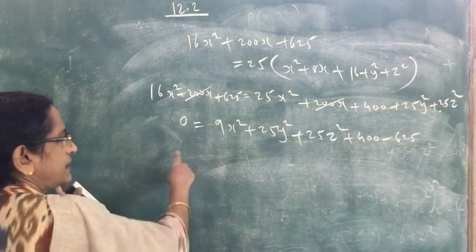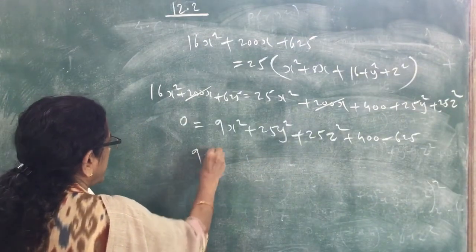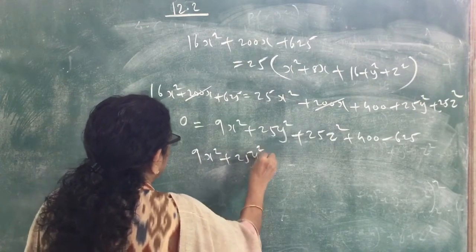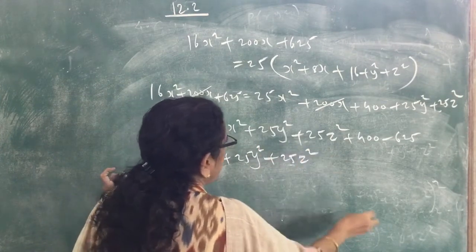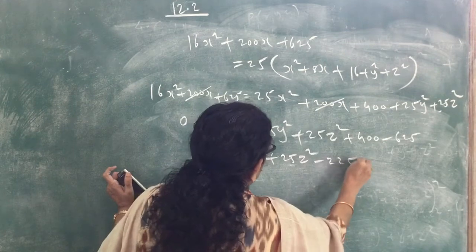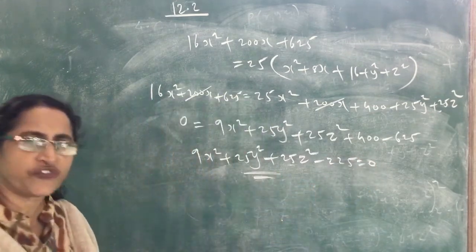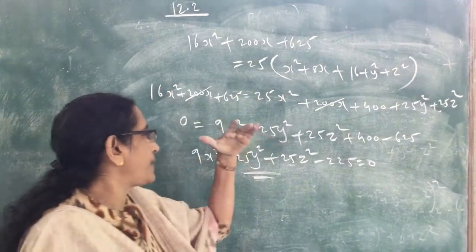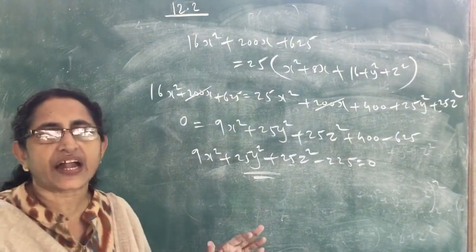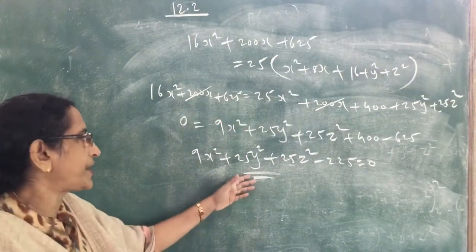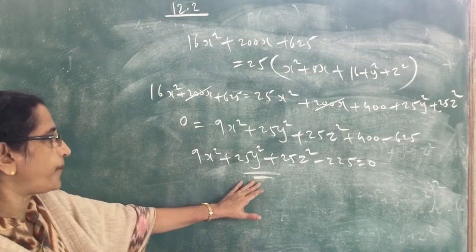So we can write this: 9x square plus 25y square plus 25z square minus 225 equal to 0. So that is the equation of P, the equation of the points P which satisfy the condition PA plus PB equal to 10. So that is the equation of point P. Okay.